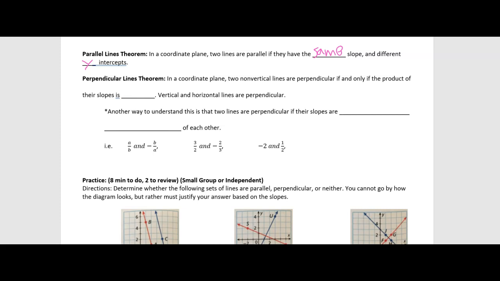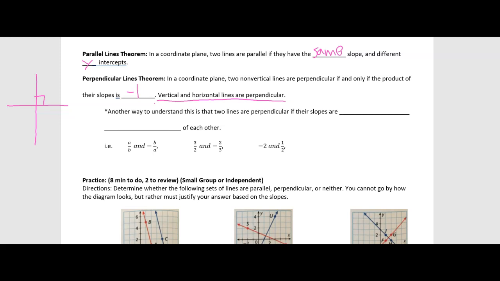The perpendicular lines theorem: in a coordinate plane, two non-vertical lines are perpendicular if and only if the product of their slopes is -1. And then it also says vertical and horizontal lines are perpendicular. Now, we have to throw this little caveat in at the end because the slope of a vertical line is undefined and the slope of a horizontal line is 0. So if you multiply those together, you're not going to get -1. However, a vertical and a horizontal line are perpendicular, right? They're still going to form a right angle. So the product of their slopes is not -1, but they are still going to be perpendicular, so that's why they throw that into the end.